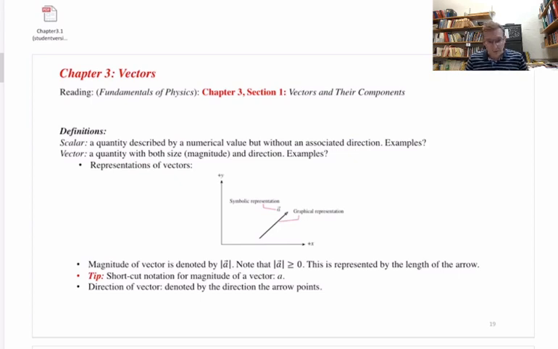And we will be working with vectors throughout the rest of the book. Okay, so this chapter is well worth an investment of study time and effort, and it will pay off big later on. Okay, so let's begin our summary of chapter 3, section 1. Let's start with a few definitions.